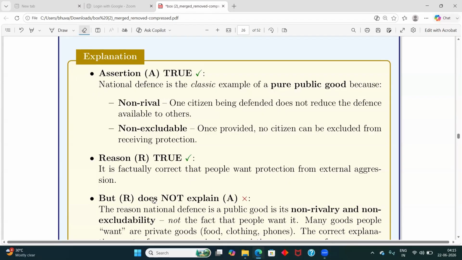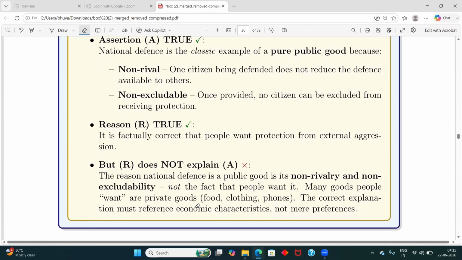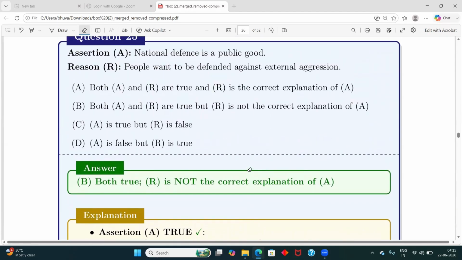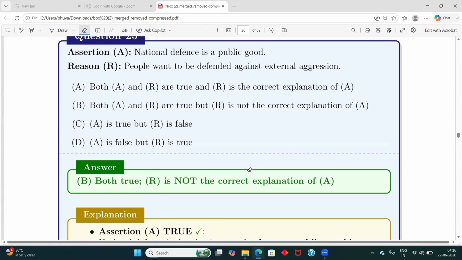But the reason does not explain the assertion. Defense is a public good because it is non-rival and non-excludable, not because people want it. Many goods people want are private goods: food, clothing, and phones. The correct explanation must reference economic characteristics, not mere preferences. So the correct option is B: both are true, but the reason is not the correct explanation. National defense is a public good, it is true.